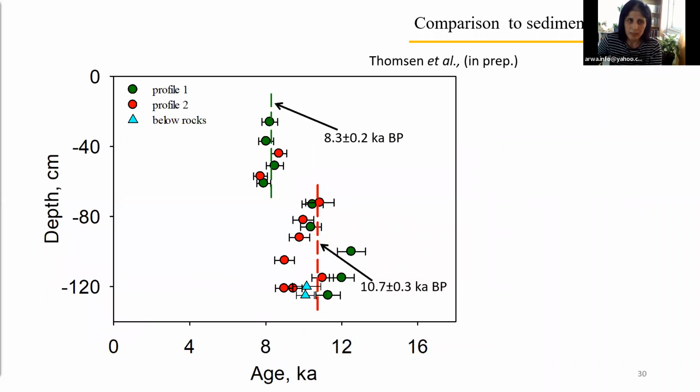The OSL ages for the 2 sedimentary profiles show that the deposition happened in 2 stages. In the first stage, the average deposition time was around 10,000 years, and the second deposition event happened around 8,000 years. The two sediment samples from below the rock are actually within the time of 10,000 years.